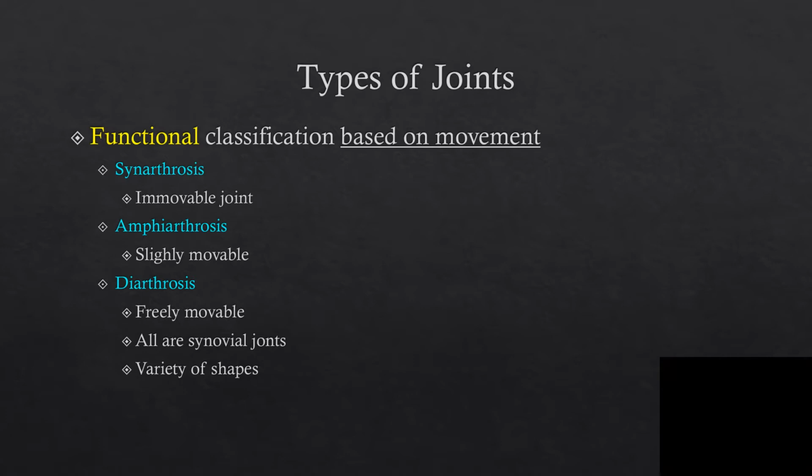These are all what we call synovial joints. I'll get into what a synovial joint actually means in a little bit. Basically, these are joints that have a synovial cavity, but we'll talk about that in a second. While the diarthrosis is a freely movable joint, there are lots of different shapes. Some of them are sliding, some are ball and socket, some are hinge, and we'll talk about those individual shapes in just a couple of minutes. So this is a functional classification. Synarthrosis, a joint that's immovable; amphiarthrosis, slightly movable; and diarthrosis, a freely movable joint.